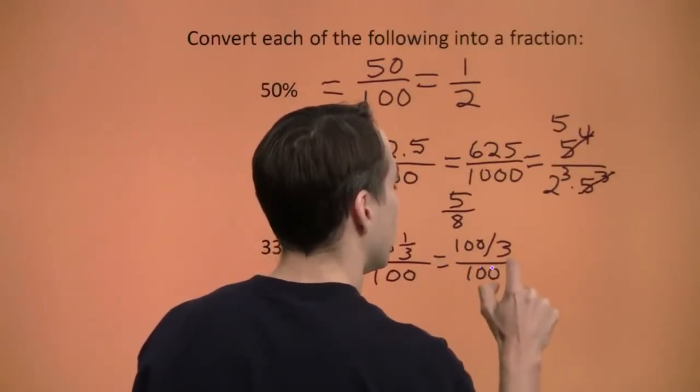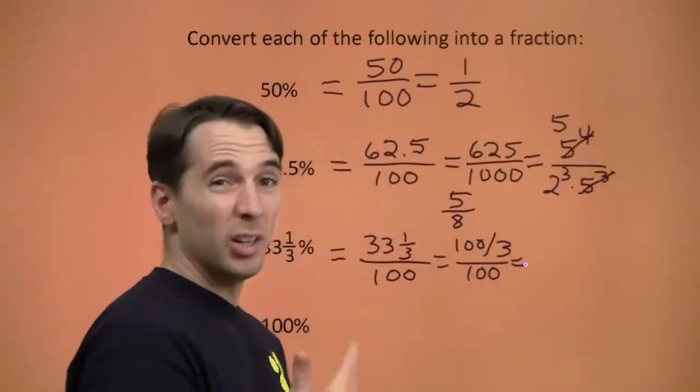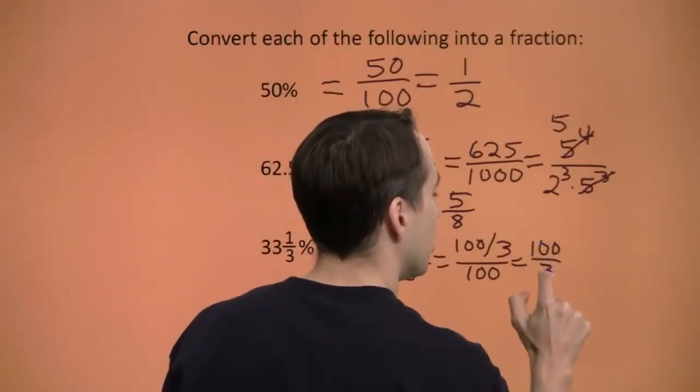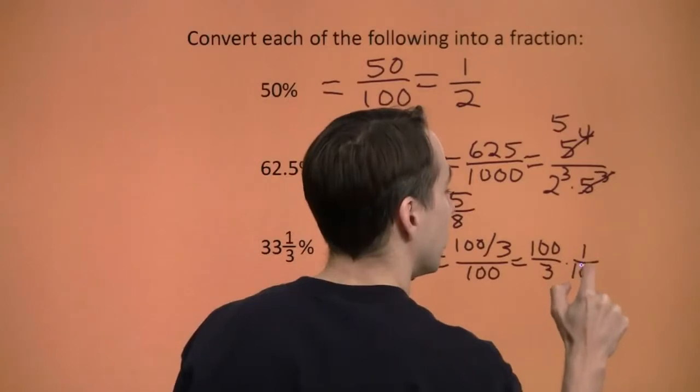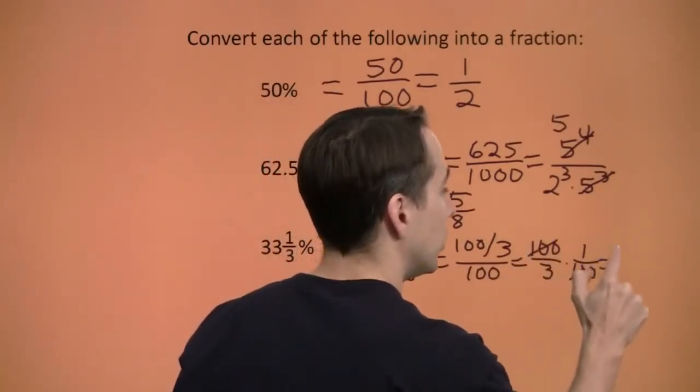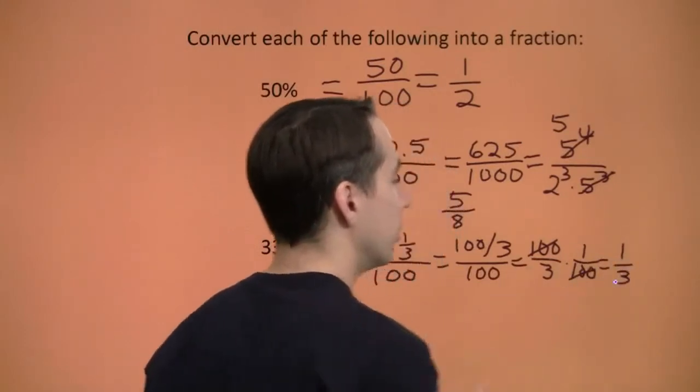divided by 100. And when you're dividing by 100, that's the same thing as multiplying by the reciprocal, which of course is 1 over 100. The hundreds cancel, and we're left with 1/3.